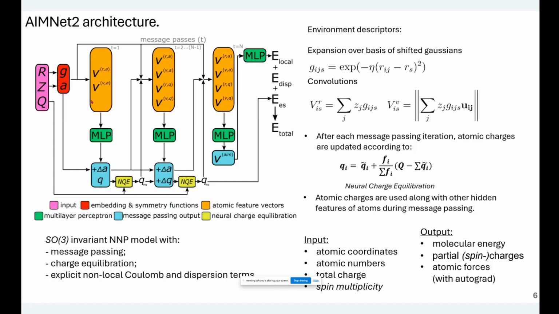We compute features of the local environment of each atom. We're doing message passing, and we're doing charge equilibration, very rudimentary, but very computationally efficient. At the end we get local atomic energy, and we have the approximation that total energy is the sum of atomic local energies. Plus, we're also adding explicit long-range terms: a dispersion term, for which we use Grimme's D3 correction, and Coulomb electrostatics.